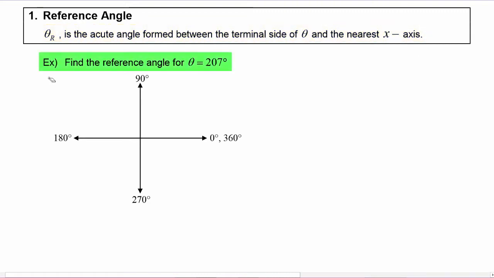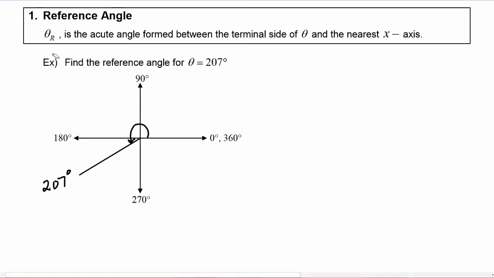In this first example, we have to find the reference angle for theta equal to 207 degrees. The first thing we'll want to do is draw theta, which we know lands in quadrant 3. Make sure you indicate the rotation. Now we know theta r will be the acute angle formed between the terminal side of theta, which is right here, and the nearest x-axis, which is right here. So we can indicate that in our picture. This is theta r.